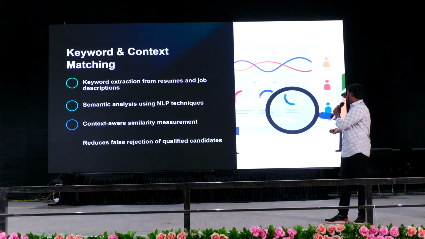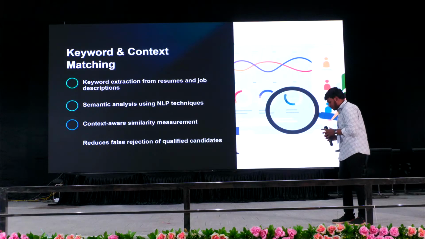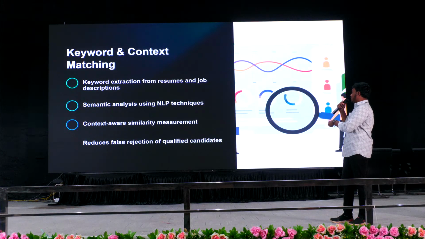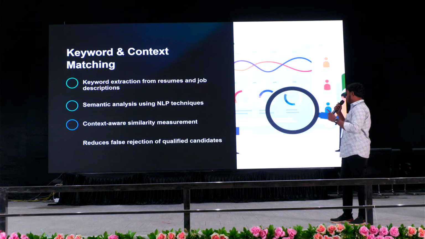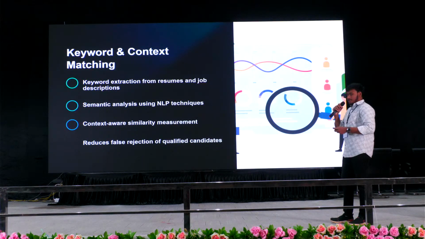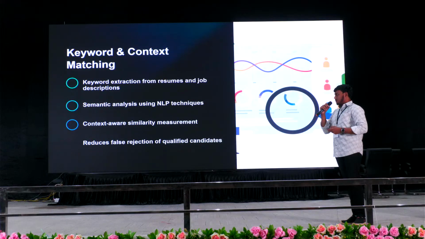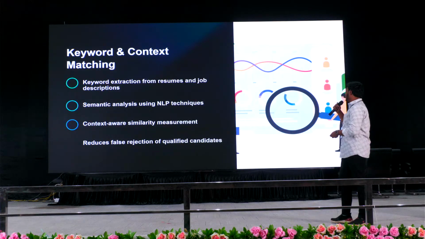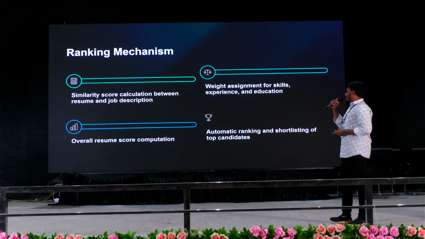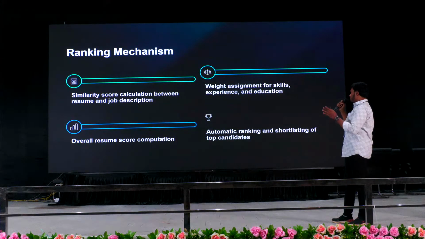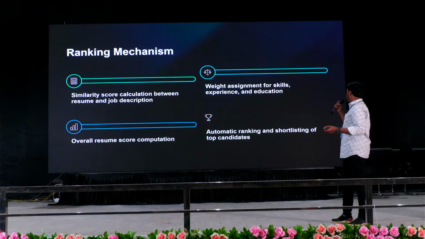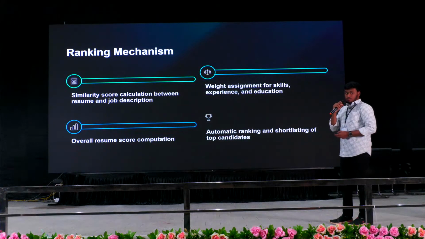And the keyword and context matching. First, the keywords are extracted from the resume and compared with the job description. While comparing, the requirements which match give us some scores, and with those scores the resumes are ranked from 1 to n. The ranking mechanism goes like this: first we calculate a score for the resume against the job description, then adding all the scores gives a weightage to the resume, and the overall resume score is added. Then the ranking is shortlisted, and the top candidates will be selected for the interview.